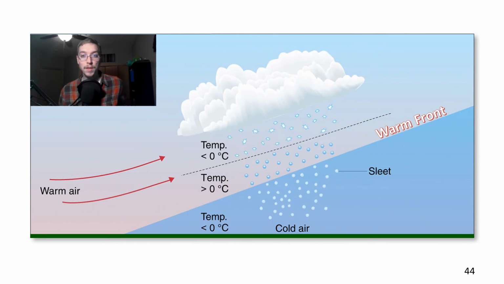A lot of times you can see this when you have this wedge of warm air, a warm front moving through. So you have cold environmental air falling into this warm front, this wedge of warm air pushing over the cold air, and then refreezing again as sleet once it falls through that warm front layer back into the colder air.